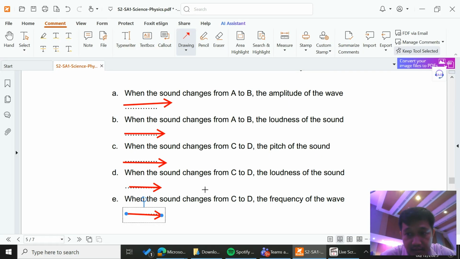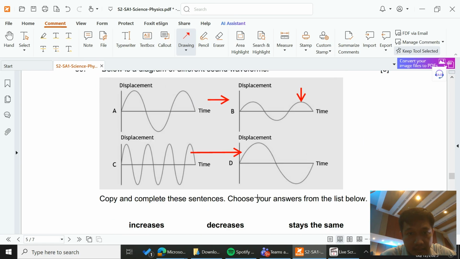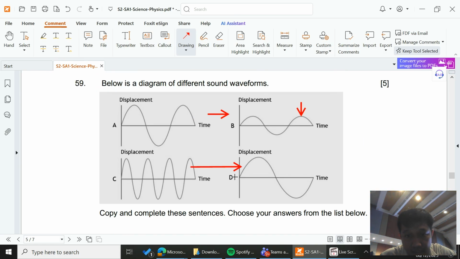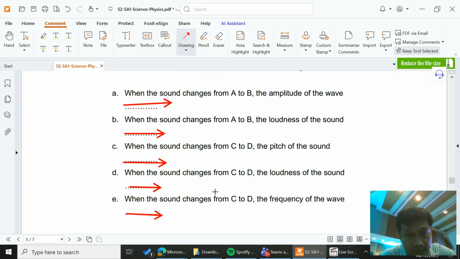That is the last question that we need to discuss. Pay attention to this. When the sound changes from C to D, what happens to the loudness of the sound? Let's take a look. From C to D, you can see that the amplitude of the wave remains the same. That means the loudness is still the same. Only the frequency changes, but the rest of it you have to learn, why does it decrease.